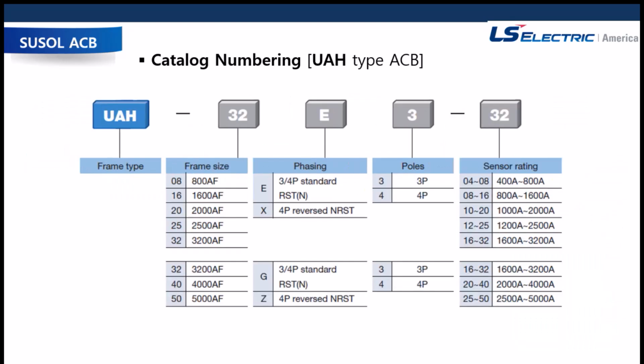UAH is the most popular, very, very similar to UAS. Frame sizes go up to 5,000, now 6,000 amps. 3 or 4 pole standard. You have the sensor rating from 400 to 800, 1600, 3200, and up to 5,000 amps. Make sure you also let us know if there's a rating plug that needs to be ordered. You could order it at the time of ordering. I think the list price is like $50 out the gate, so it's very inexpensive to have the rating plug put in there.